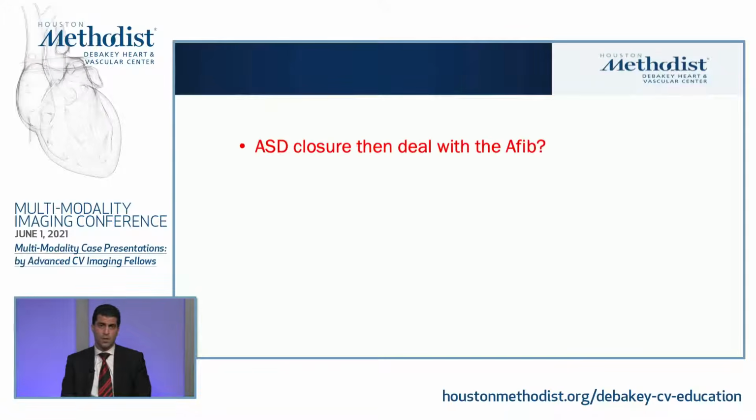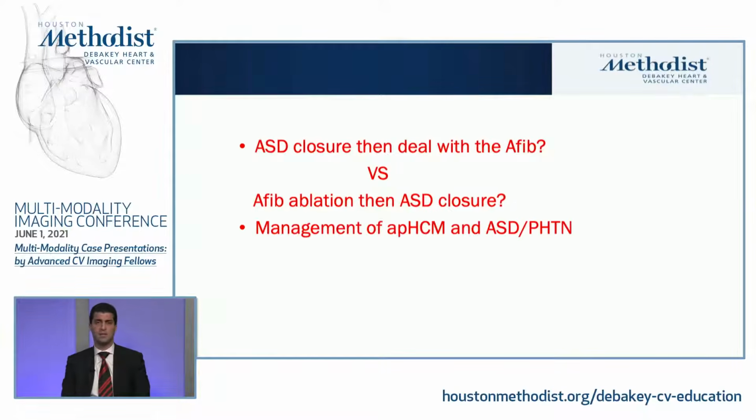So the questions that I asked myself when I was doing this, as a clinician and an advanced imager: do we close the ASD and then deal with the AFib? Well, if we do so, then you have a device, and you have to cross the device. And actually, one of our attendings discussed this thoroughly, and it gives you thoughts to say, well, should we give him a shot to be in normal sinus rhythm, like he was, and then close the ASD?